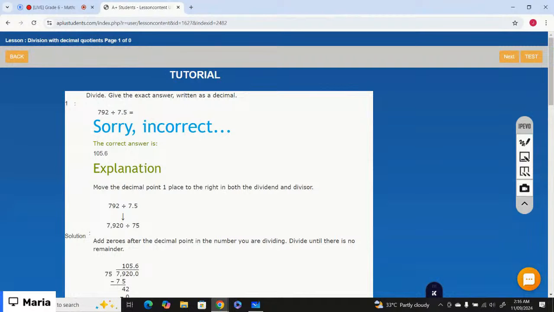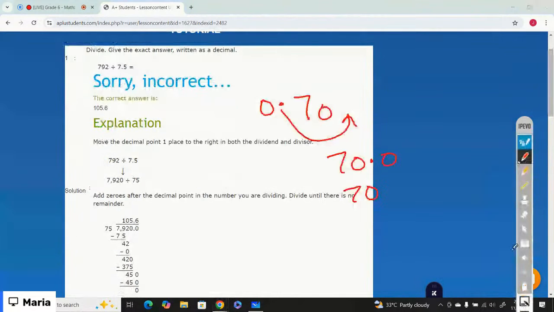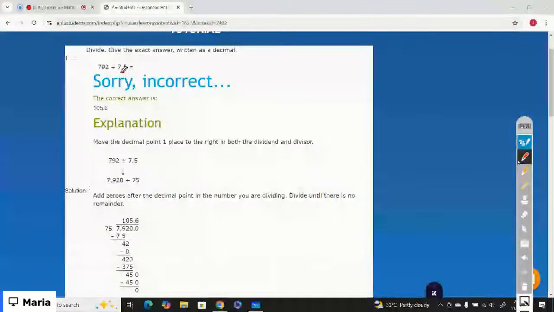Let's just start with the first example, that is 792 divided by 7.5, right? So let's just see how we divide. Move the decimal point one place to the right in both the dividend and divisor, because here you have one decimal place after the decimal, right? So you need to move the decimal point one place right for both divisor and dividend. So here you have 75 and here you need to add a zero, that is 7920.